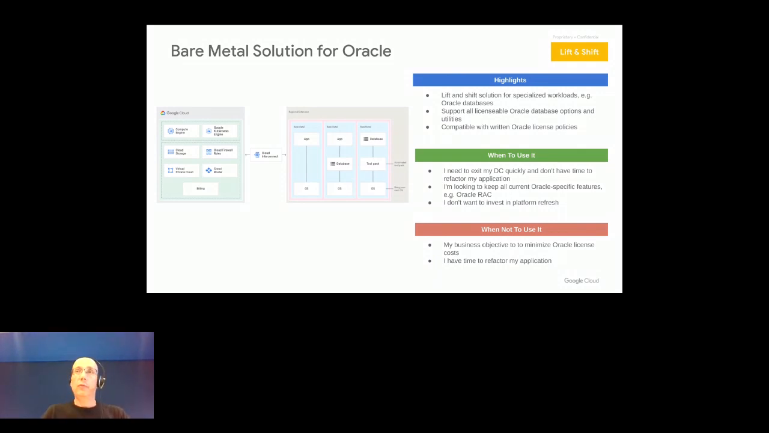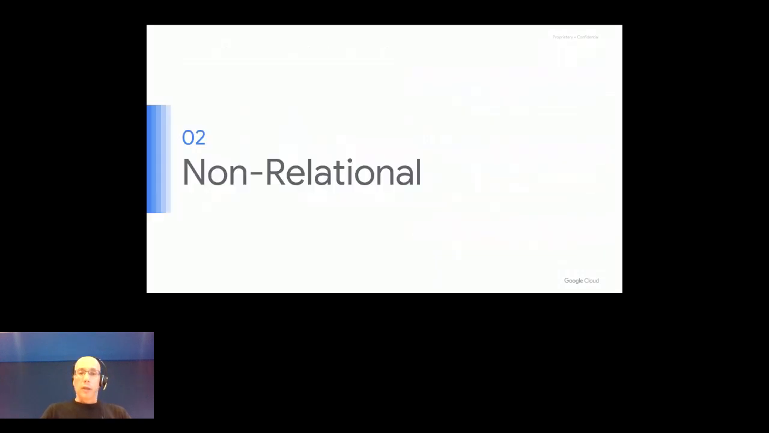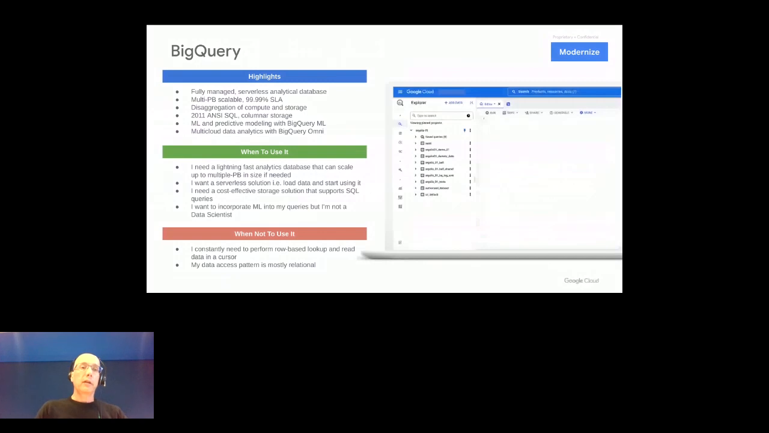That's simply it, right? It's physical hardware designed for Oracle workloads. Now, in terms of non-relational databases, the first one I want to talk about is BigQuery. I think many of you are familiar with that. It's our enterprise data warehouse solution. Honestly, I can't think of any database out there that can match the performance of BigQuery for analytical workloads. I've seen multiple terabytes of database sizes and workloads working in BigQuery perfectly fine.